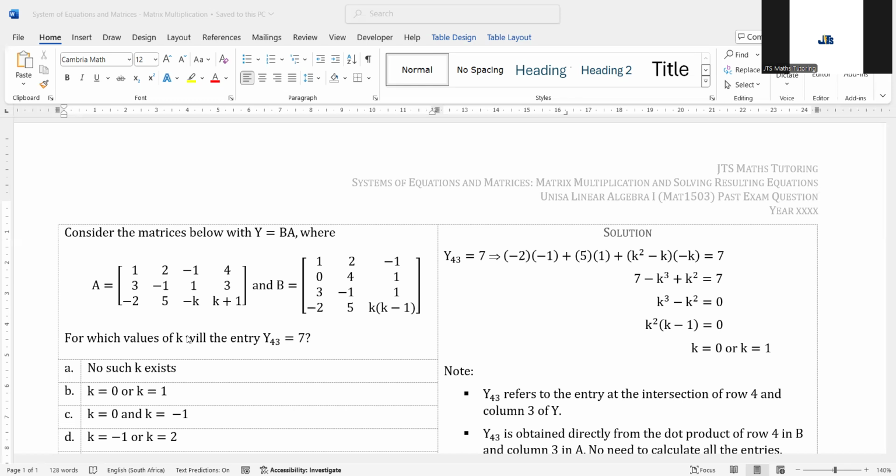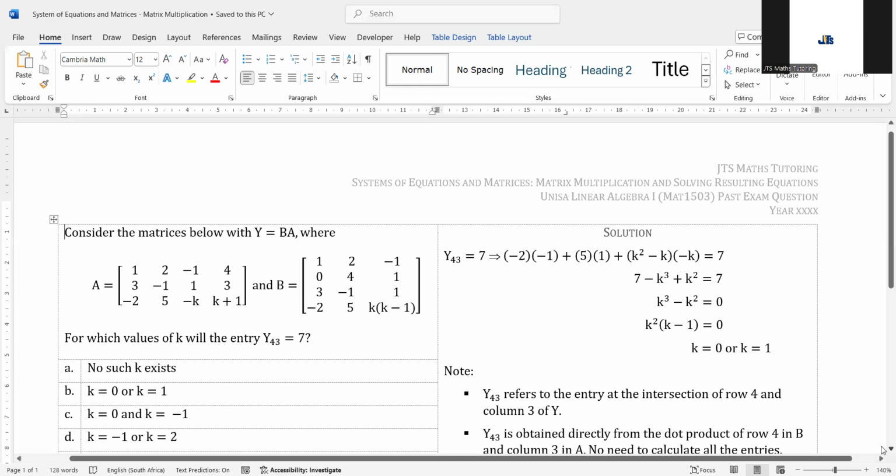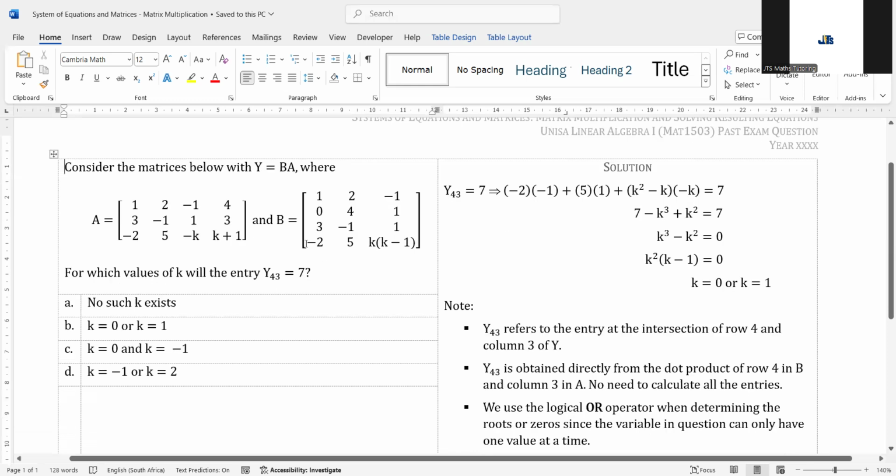All right. So you can just see here the notes that I have, which is just explaining exactly what I'm going to be doing right here. So I took this row 4 here in B and I multiplied it with the column 3 in A here, which is the dot product. So minus 2 here multiplied by minus 1, which is what you're seeing here, plus 5 multiplied by 1, which is what you're seeing right here, plus if I can distribute this inside here, this is going to give me k squared minus k. So I've got my k squared minus k here, multiplied by minus k squared right here. And this is supposed to be equal to 7.